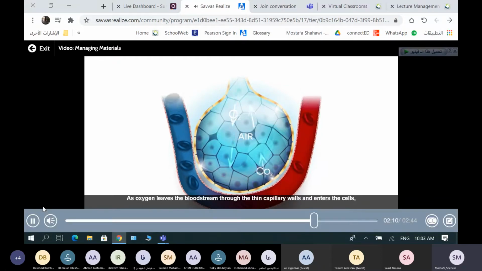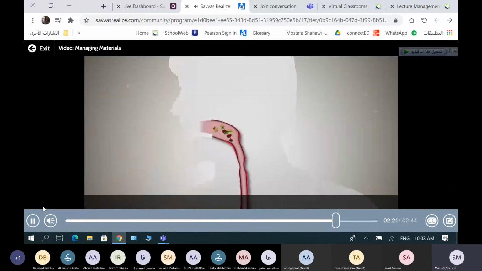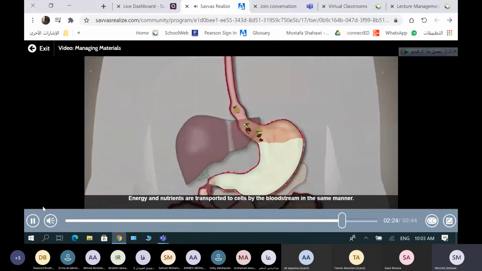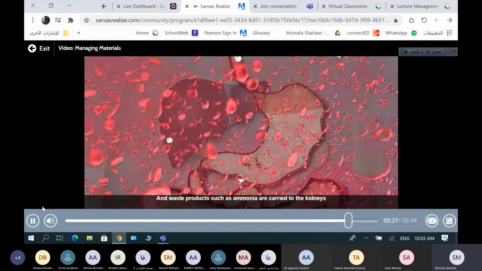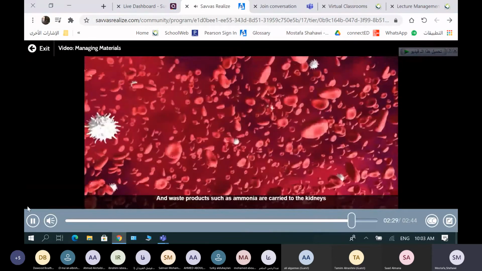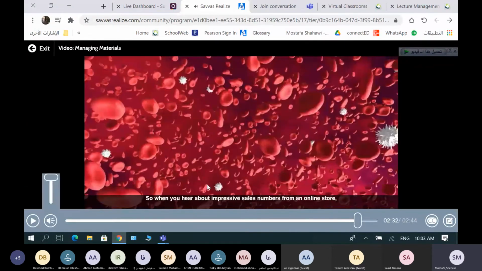Oxygen leaves the bloodstream through the thin capillary walls and enters the cells. Carbon dioxide enters the bloodstream through the capillaries and is carried through the veins back to the heart and lungs as deoxygenated blood. Energy and nutrients are transported to cells by the bloodstream in the same manner. And waste products such as ammonia are carried to the kidneys and liver for processing and removal, to be eliminated from the body.